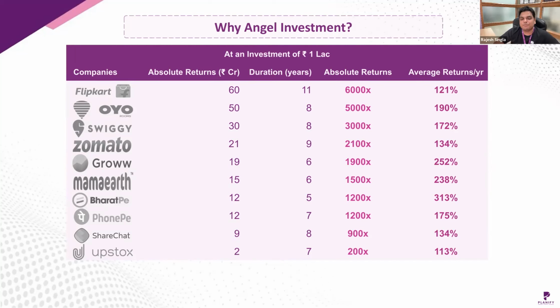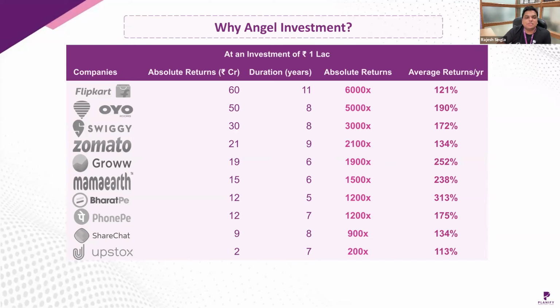So starting from Flipkart, if someone would have invested 1 lakh rupees in Flipkart, today its net worth is close to 60 crores. That 1 lakh rupees has grown to 60 crores. In OYO, if someone would have invested early, 8 years back, it is close to 50 crores. Similarly, for Swiggy, it is 30 crores, and so forth. Even for Mamaearth, 1 lakh rupees of investment is today close to 15 crores. And even for Upstox or ShareChat, the values are quite substantial. So from 1995, the market has started shifting towards private, where people have started investing early in these companies.